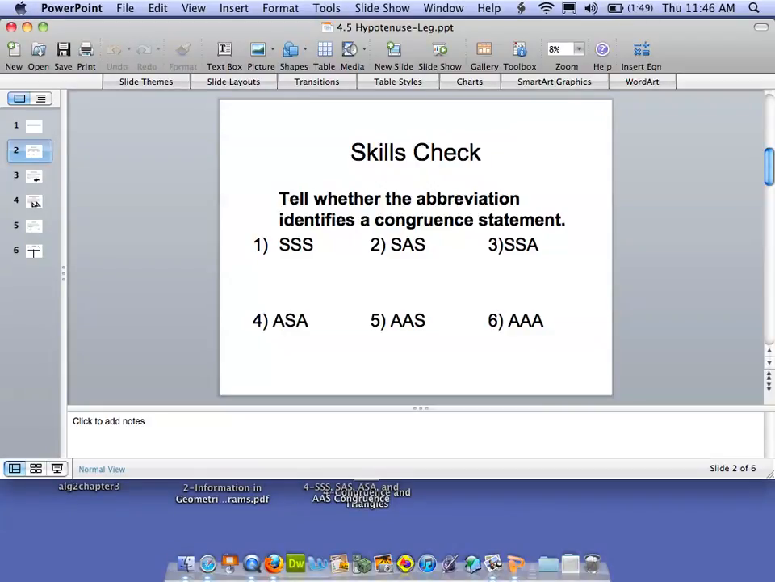And we do know that side, side, side works. Side, angle, side works. Angle, side, angle. Angle, angle, side. But there is no such thing as SSA. And we also said that angle, angle, angle does not work. So far, we've worked with 4.